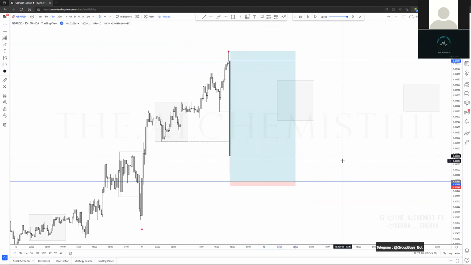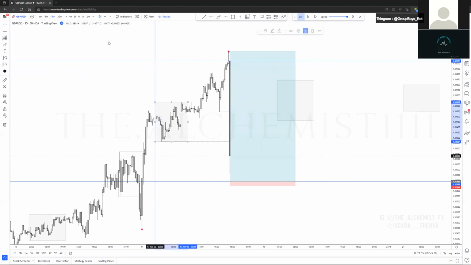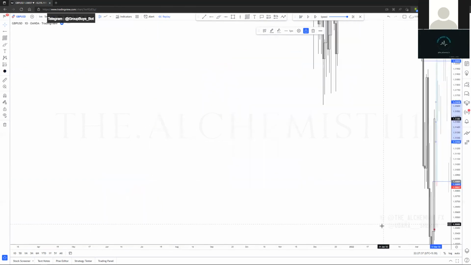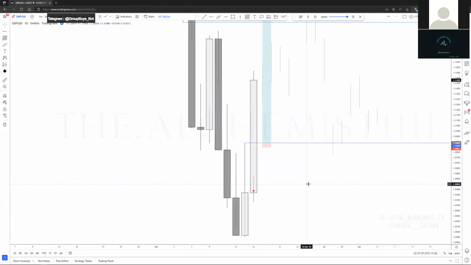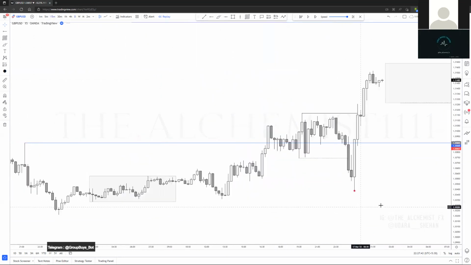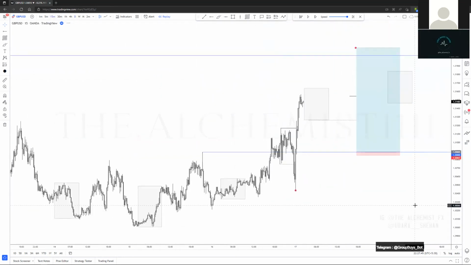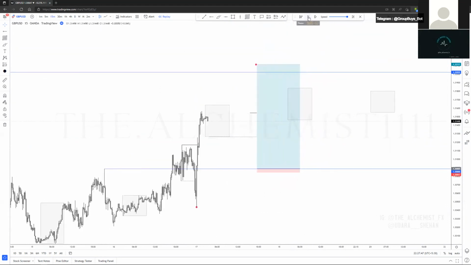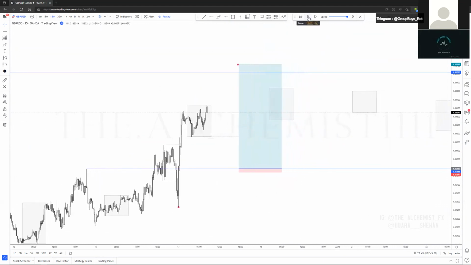Could you show me again what is the high time frame POI? I showed you this one right here. See this? The daily imbalance. We're buying it from the daily imbalance. That's why I told you the high time frames are very important. Let's see what happened.